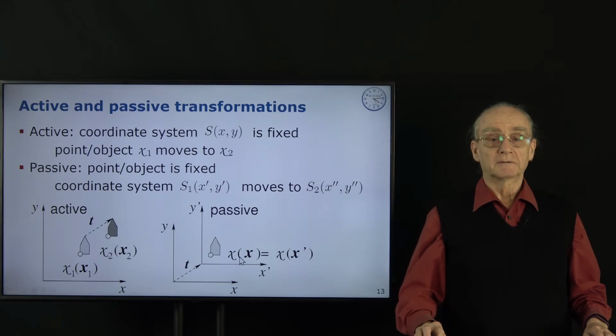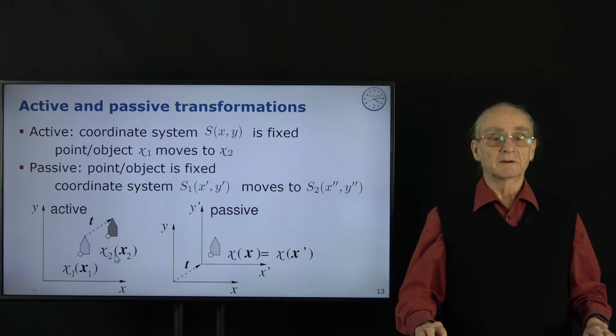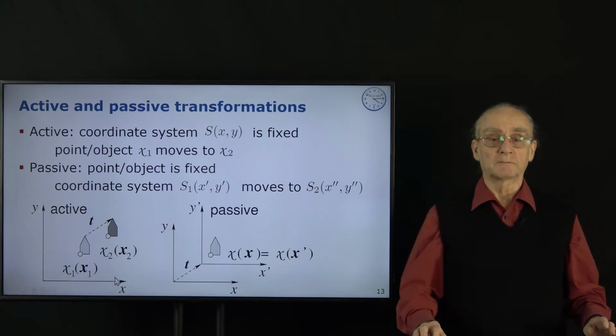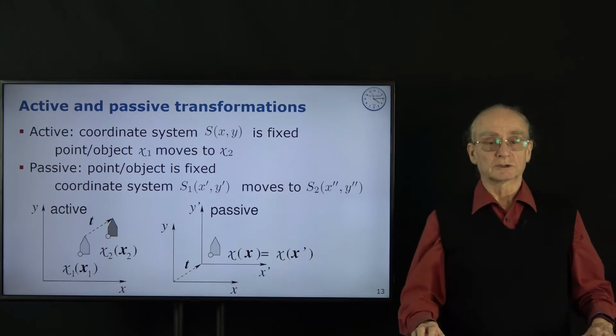So the point x is first described in the first coordinate system with the vector x, and then in the prime system, so to say, x prime, y prime, these are the coordinates of the second coordinate system. Here in this case, the point is changing. That means the point changes from x1 to x2 and of course has different coordinates in the fixed coordinate system. So we have to make this explicit when we write down our transformations.